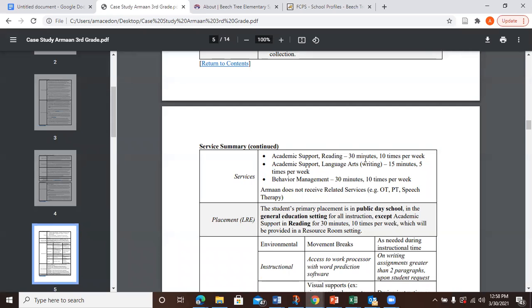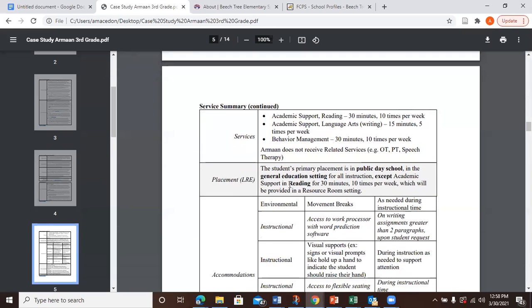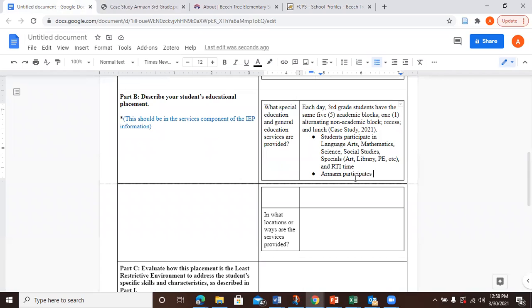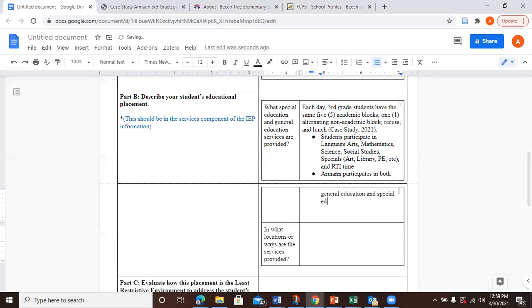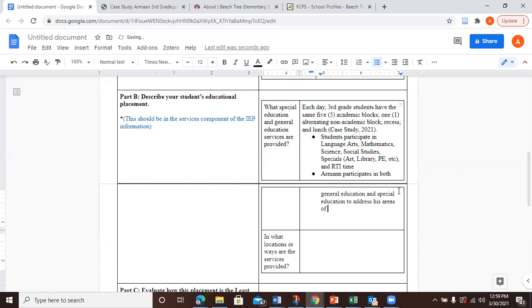Academic support in reading, academic support in language arts, behavior management. When we're looking at the LRE, or the least restricted environment, he is in the general education setting for all instruction except academic support for reading. Okay. So he participates in both general education and special education to address his areas of need.